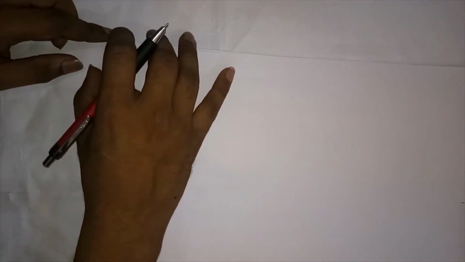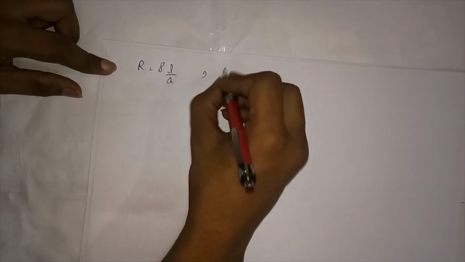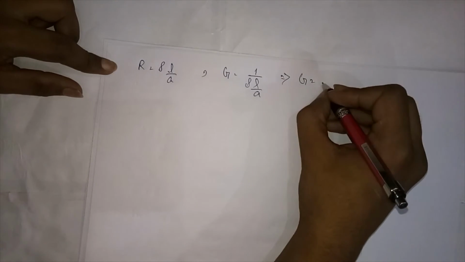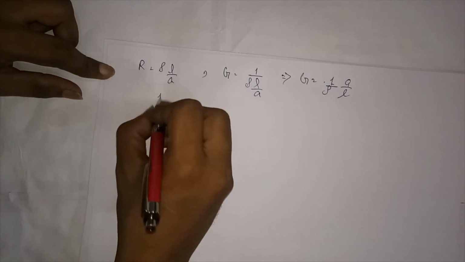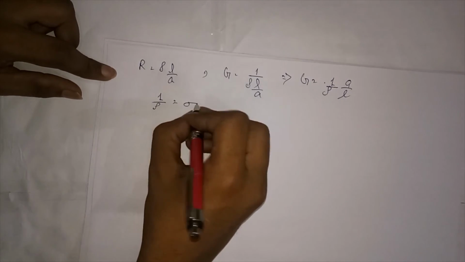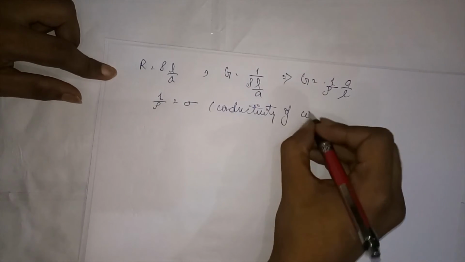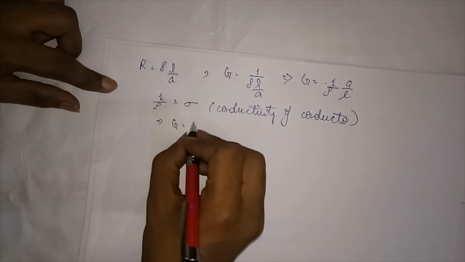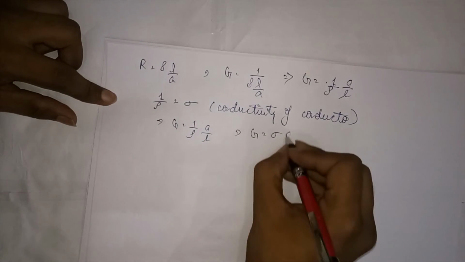Okay, now moving forward, we know that resistance is equal to rho L upon A, which implies G is equal to 1 upon rho L upon A, which implies G is equal to 1 upon rho A upon L. And 1 upon rho is equal to sigma, and this is called the conductivity of the conductor, which implies G is equal to sigma A upon L.